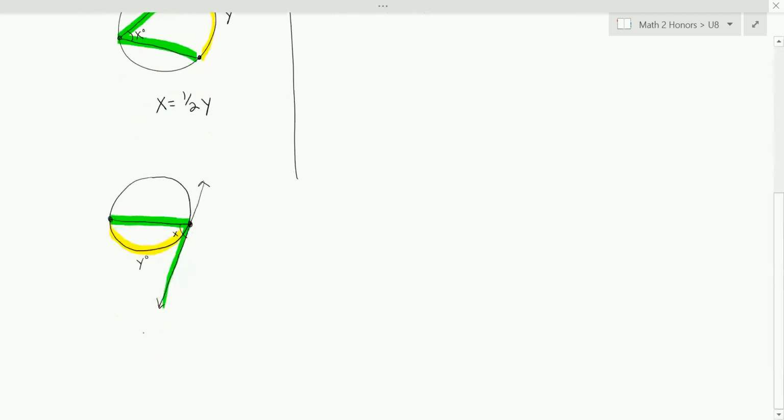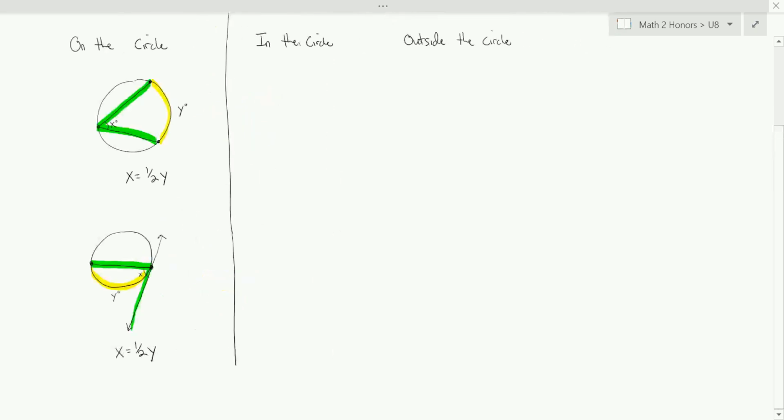And if anybody really wants to see why this is the case, I'd be happy to go over it with you. They're not tough proofs, but you get the same result, and that's the key thing I want you to see. Both angles have a vertex on the circle, and the relationship between that angle and the arc it intercepts is exactly the same. That angle is half the measure of the intercepted arc.